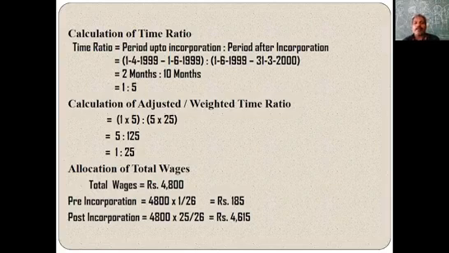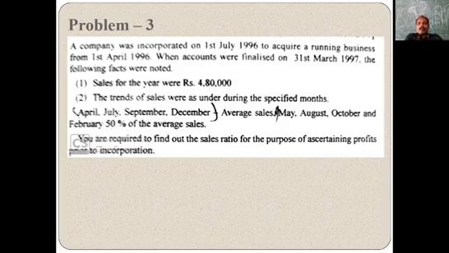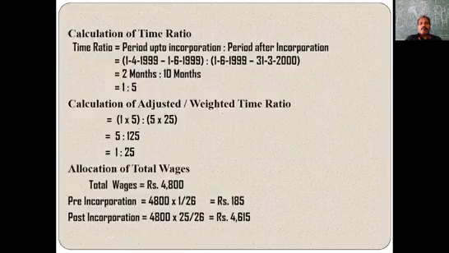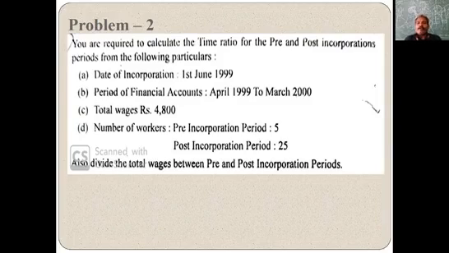So, calculation of time ratio. The date of incorporation is 1st June 1999, but the financial accounting period they have given is April to March, that means 1/4/1999 to 31/3/2000. From 1/4/1999 to 1/6/1999, that duration is taken as pre-incorporation. Then 1/6/1999 to 31/3/2000 is the post-incorporation period.